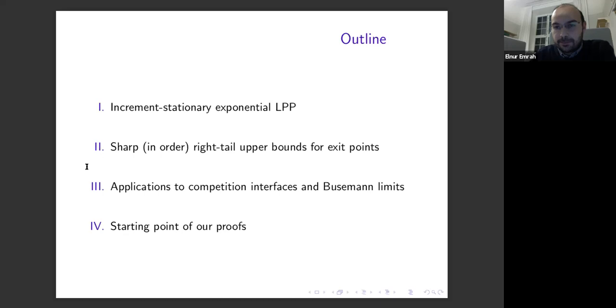And it turns out that exit point bounds find some applications in the study of some geodesic related objects in LPP, including the competition interface and Busemann limits. So in the third part, I will mention some applications related to these. These are useful objects for describing the geodesic structure in the LPP. Then in the final part, I intend to talk a little bit about the technical aspects. Specifically, I will comment on the starting point of our proof.